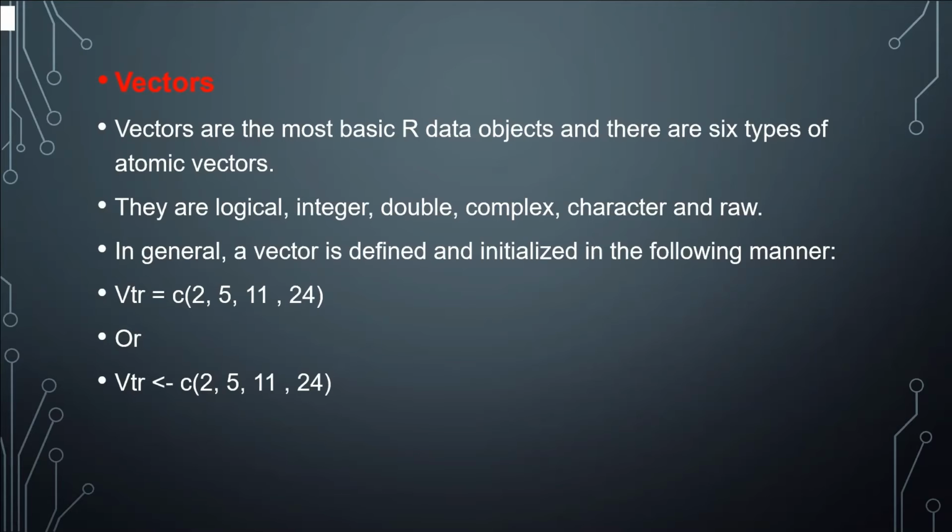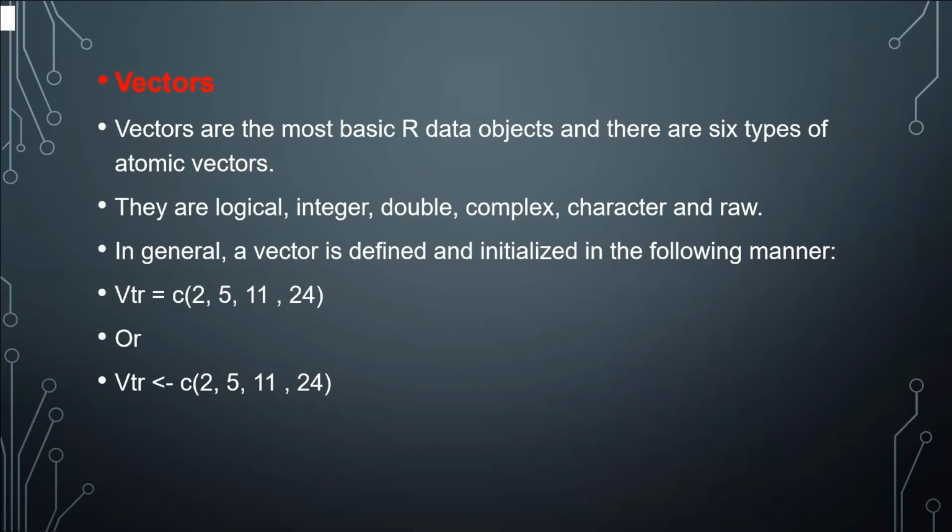2, 5, 11, there are 4 values. All these 4 values, I'll make into a group. How are you going to make it a group? By using the C. C is what? Combiner. Same as I told you, you can use an equal sign or you can use an arrow. Both I have shown.